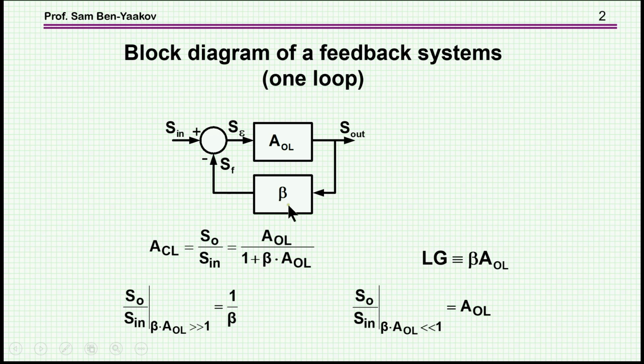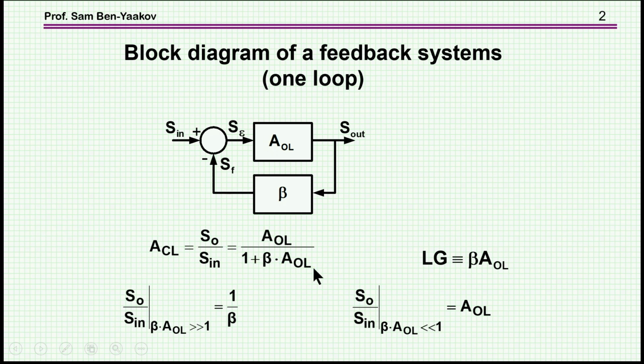Here I'm showing a very basic negative feedback system. This is the A open loop, this is the beta, the feedback, this is the summing junction, the input signal and the output signal. Now we know that the ratio between the output and input signal, the closed loop gain, is A open loop over 1 plus beta A open loop.